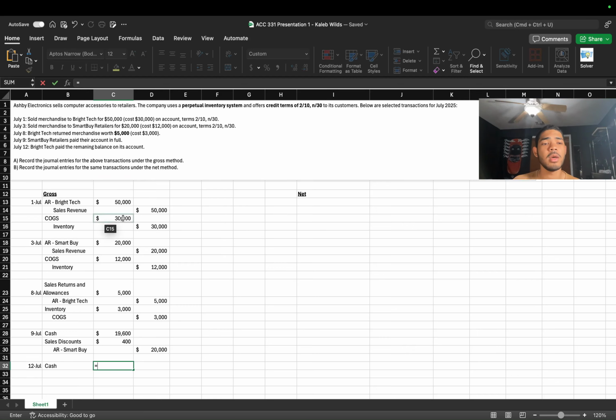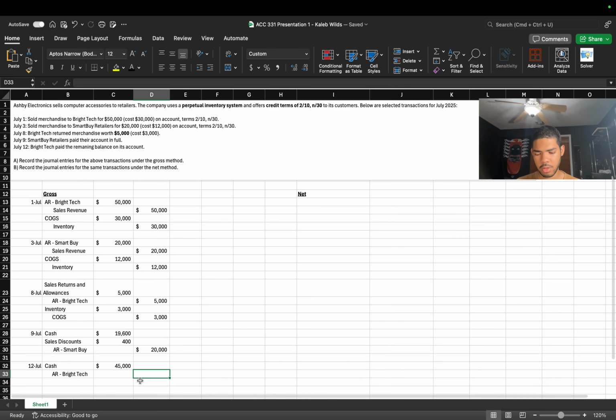We have to remember, BrightTech did a return, so you have to keep that in mind. They originally owed $50,000, correct. However, they returned $5,000 worth of merchandise. So they're actually going to owe $45,000 in the end. So after we've received the cash, or debited the cash, we need to credit their accounts receivable because they're no longer going to owe us any more money.